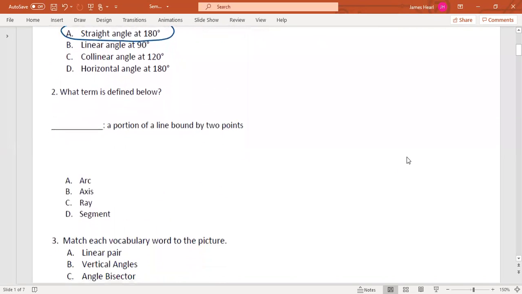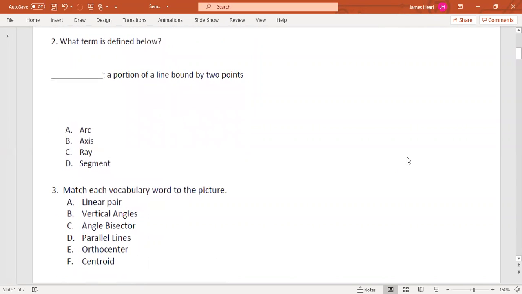For question two here, we are given a definition, a portion of a line that's bound between 2 points. So if we draw 2 endpoints here and take only this part of a line, we're basically asked, what is this? And if we look across all the words here, the only one that matches, it must be a segment. Well, that is the definition of segment, bound between 2 endpoints.